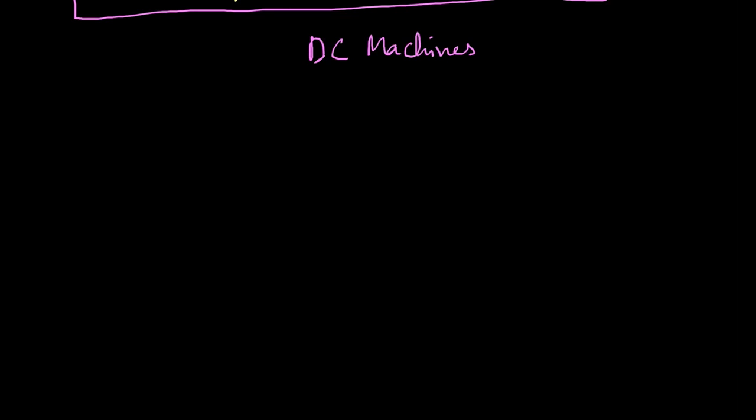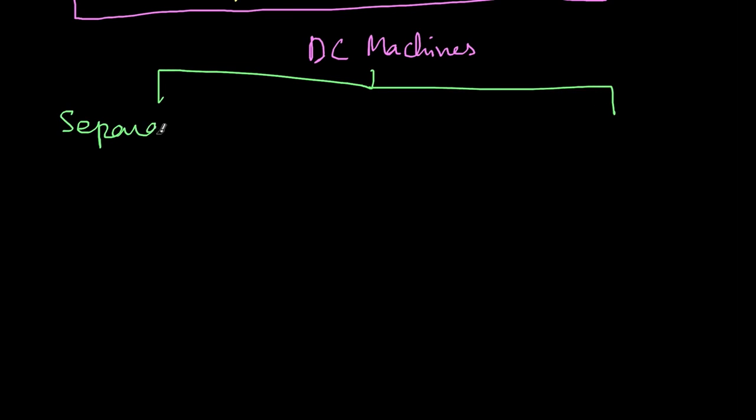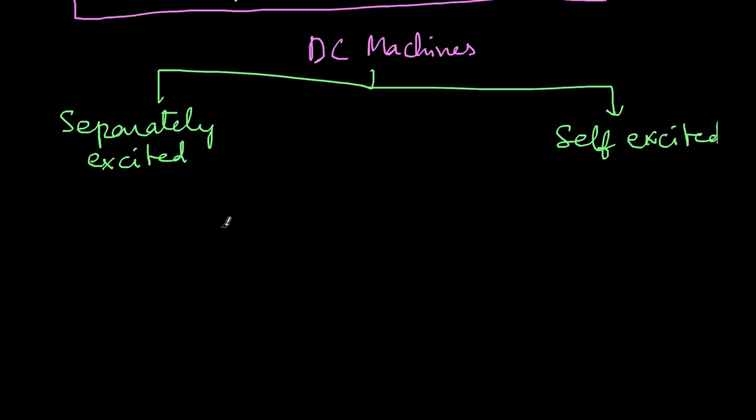So let me begin by telling how these names have come. So one is separately excited and this one is self-excited. How these names have come is excitation will be that of a magnetic field. So in DC machines, there are two windings.